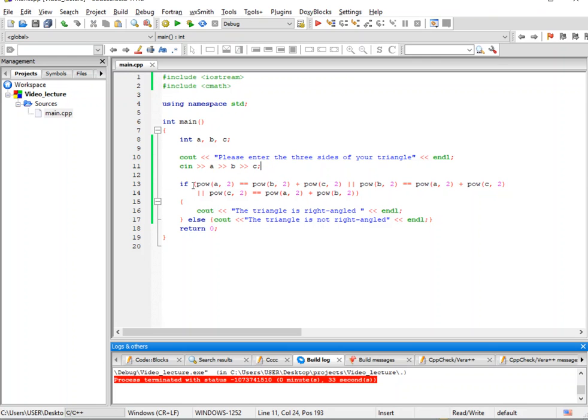And then we use our if statement to do the check. You could see that they are parallel. If this is equal to this, if this is equal to this, if this is equal to this. That's why we use the OR operator to put the 3 in one if statement. And then we cout the triangle is right angled, or if it is not, the triangle is not right angled. That brings us to the end of our simple show.